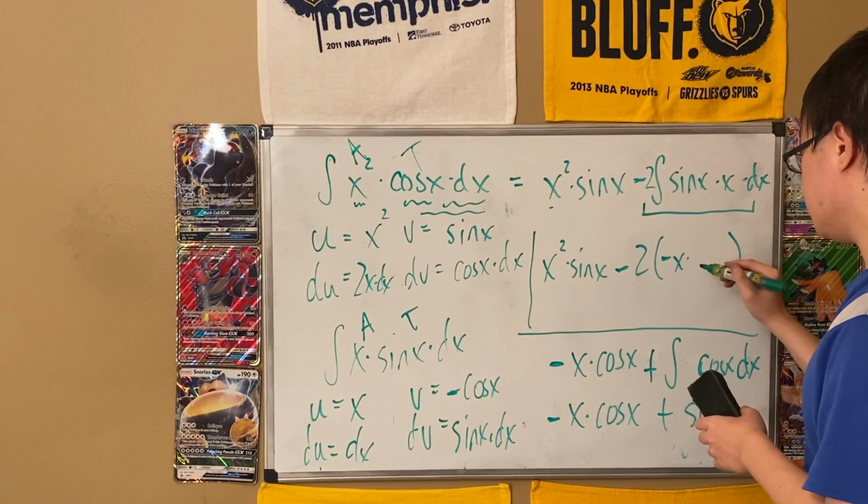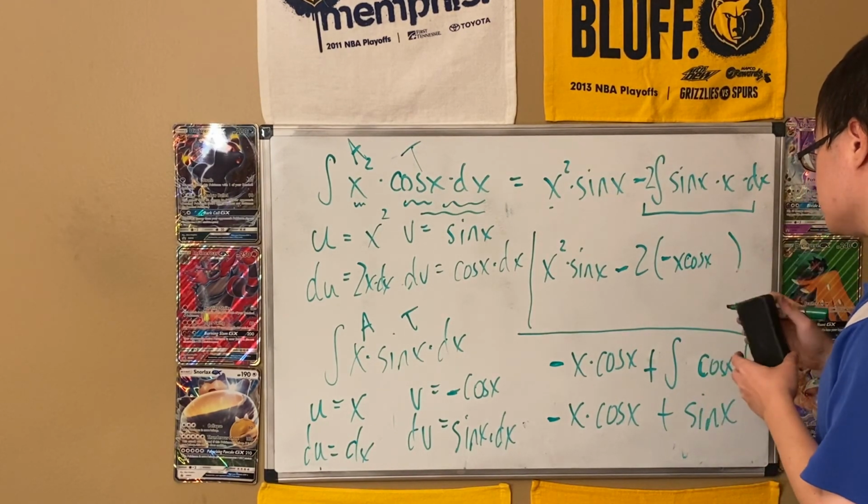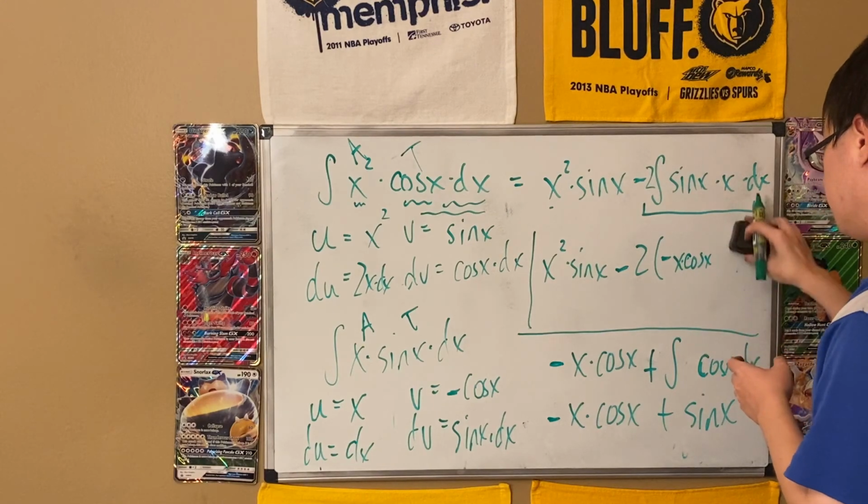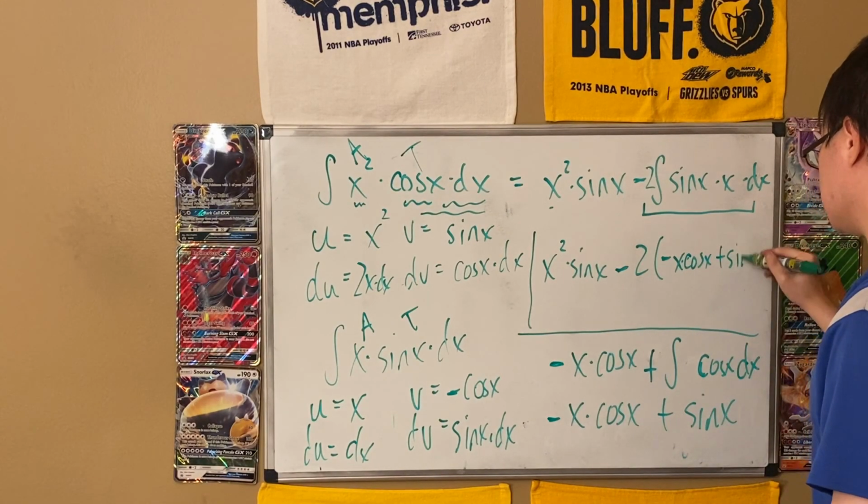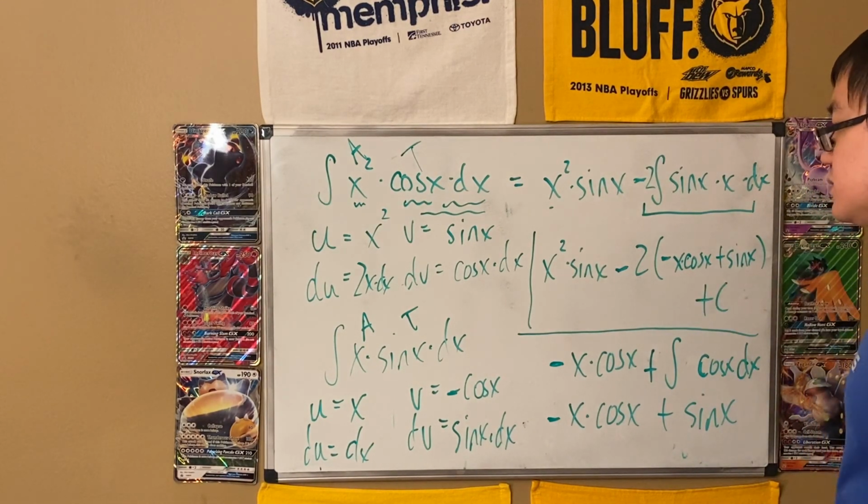Hopefully I have enough room here. Minus x cosine of x. We'll put a dot here. And then we'll erase this, put plus sine of x. And then finally, let's write plus c right there.